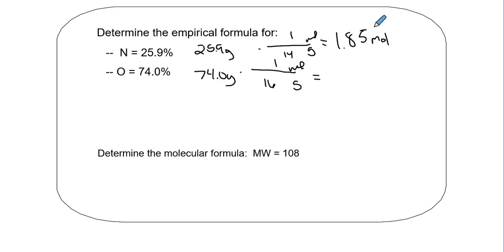And then the oxygen is 74.0 divided by 16, which is 4.62 moles. Now, next step, divide by the smallest: 1.85 and 4.62.